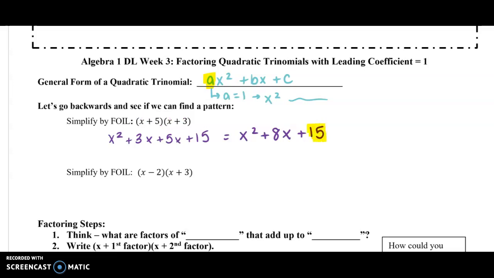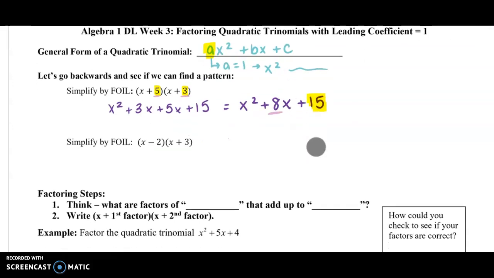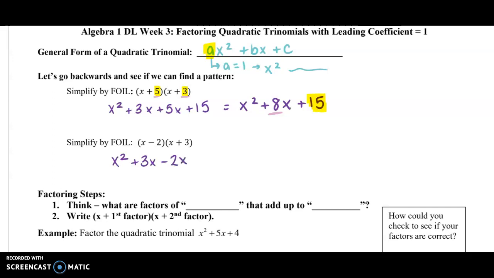If you look at 15, 15 was created by multiplying 3 and 5. If you look at 8, 8 was created by adding 3 and 5. So let's see if that's going to be the same in the next problem. X times x is x squared, x times 3 plus 3x, -2 times x minus 2x, -2 times 3 minus 6. I simplify that and I have x squared plus x minus 6.